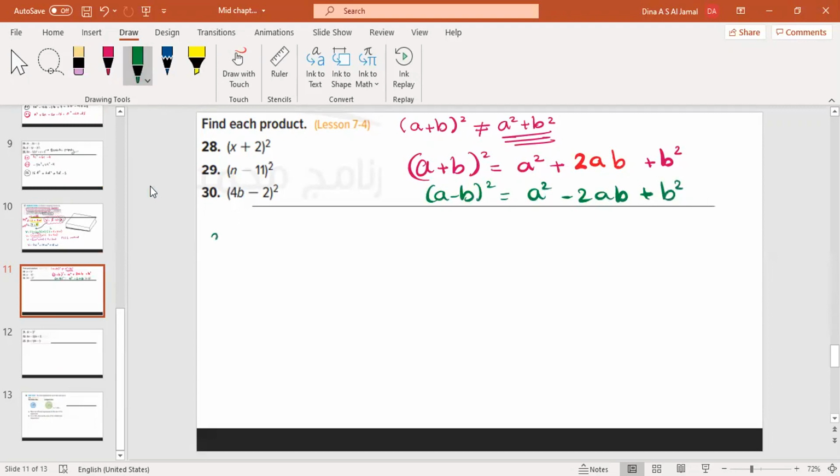So let's now have the solution of 28. I will be squaring the first, then plus 2 multiplied by the first term multiplied by the second term, plus let's square the last term. So lastly, it will be giving you your x squared plus 4x plus 4.